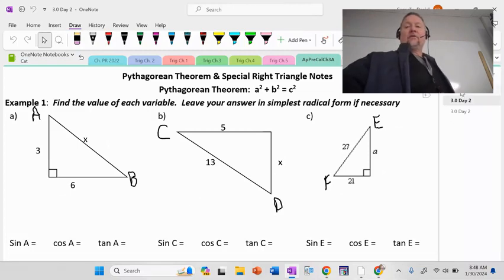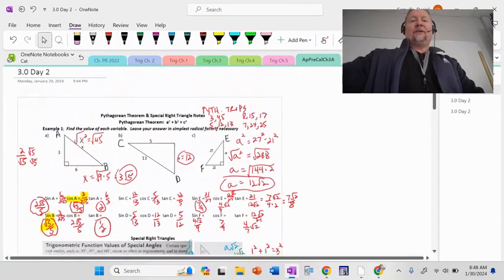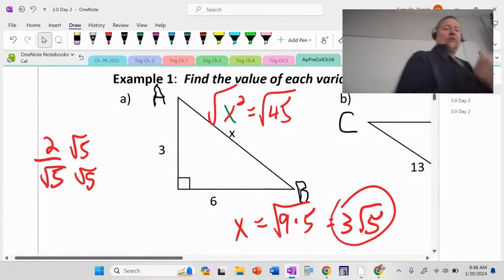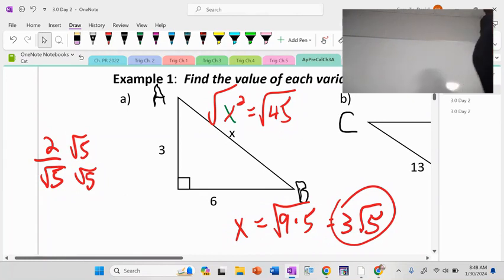Here we go. I'm going to go right to our first period's note sheet. Oh, look at all that good stuff. Okay, first thing. I heard someone say 45. Don't worry about that 2 root 5 over 5 thing. I'll do that in a minute.